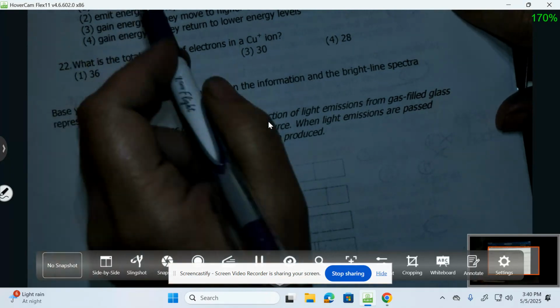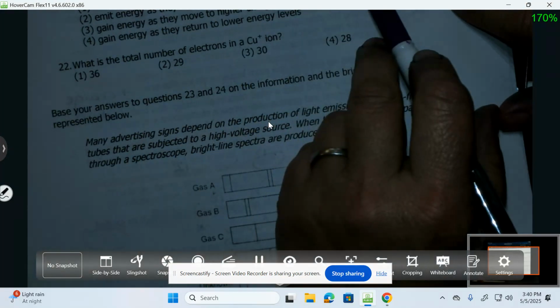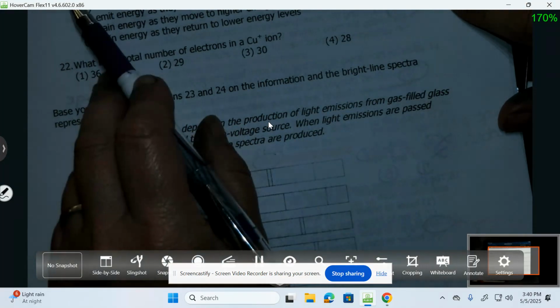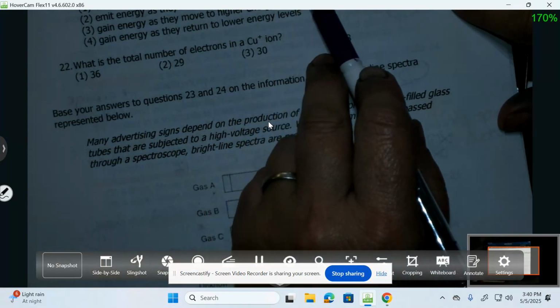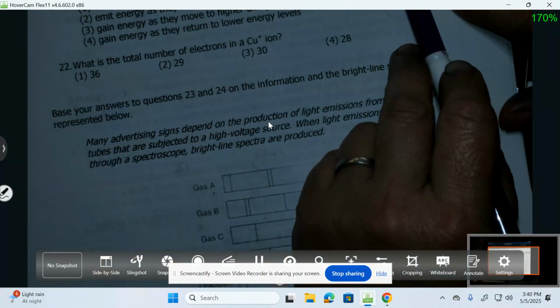All right, during a flame test, ions of a specific metal are heated in the flame of a gas burner. The characteristic color of light is emitted by these ions in the flame when the electrons do what?